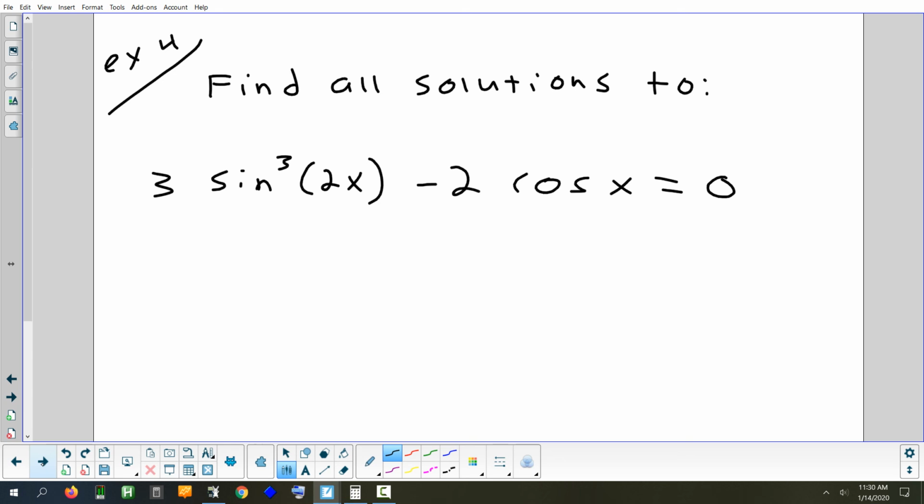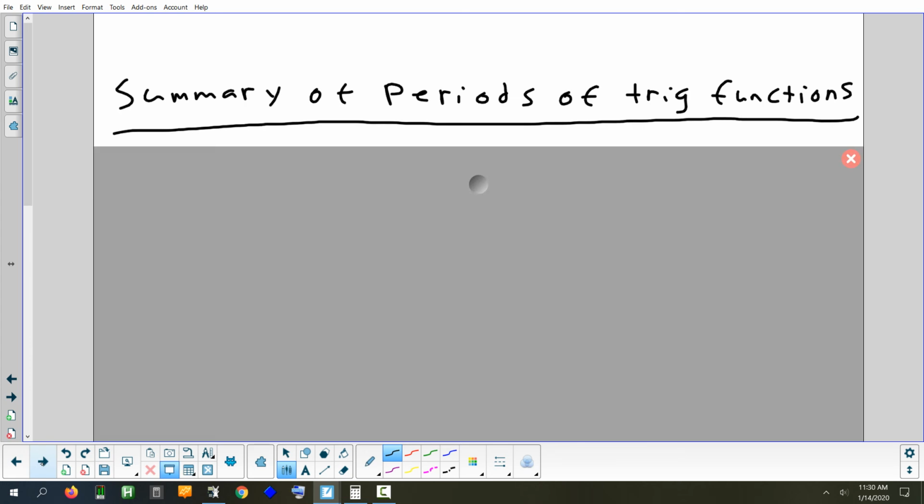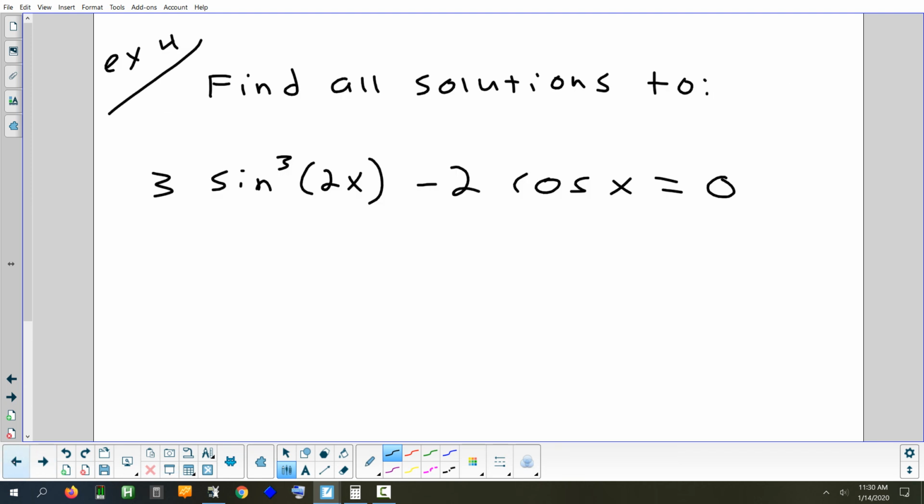All right, so what I want to do now is start to figure out the pattern here, when you raise a trig function to a power. I'm going to give you a summary of the trig functions first, and then we'll come back and do this one.